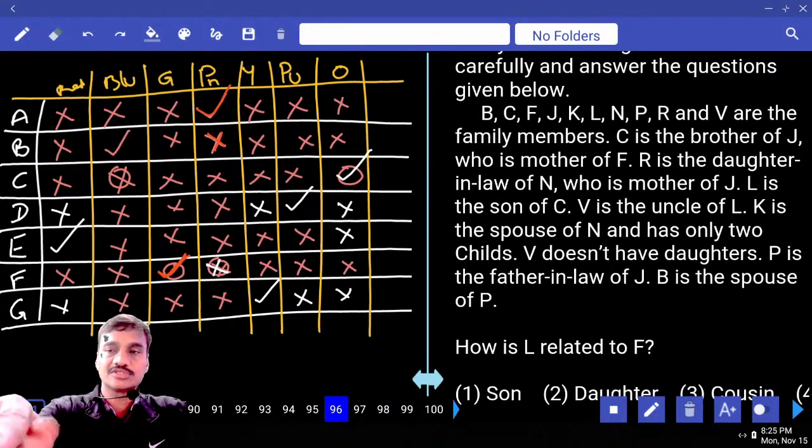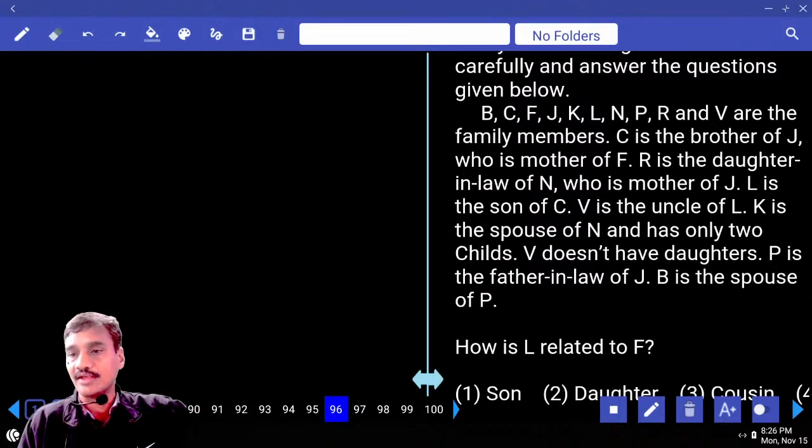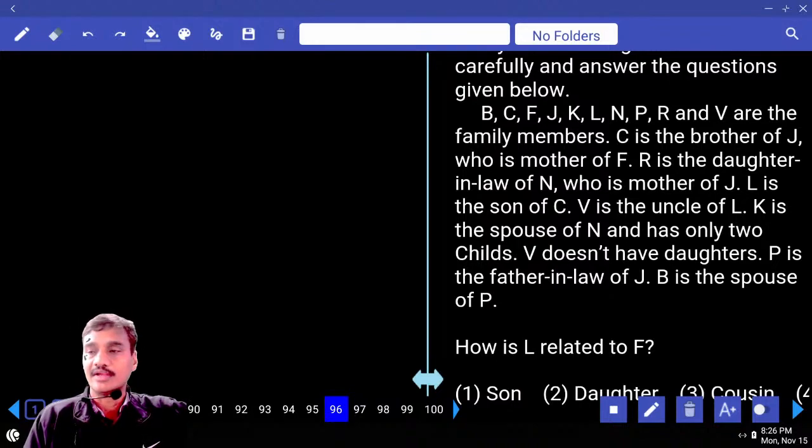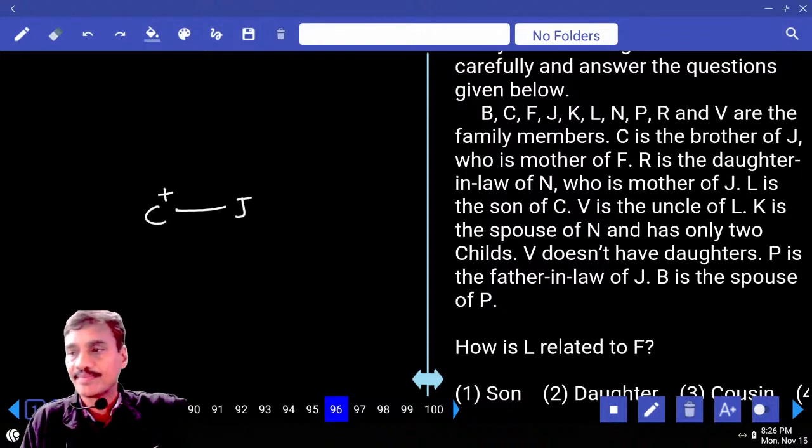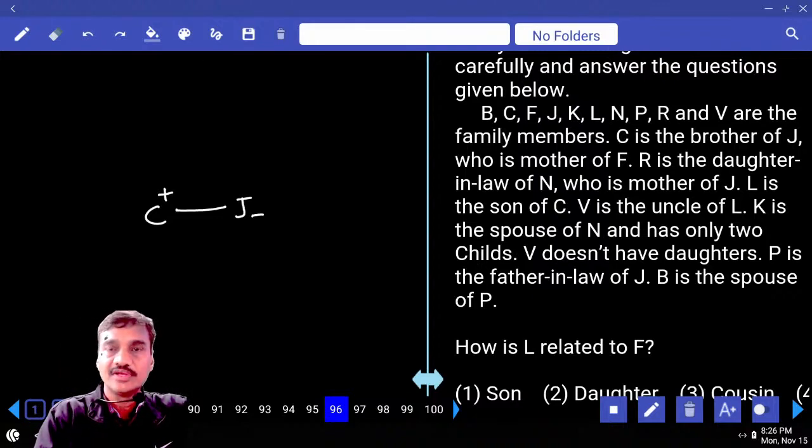Then coming back to this, 96 to 100, and how many persons are there? 3, 6, 9, 10 persons were there. And these 10 persons are the family members. C is the brother of J. How to represent this one? C is the brother of J. C and J are siblings to each other. And J, who is the mother of F? J, a female, is the mother of F.